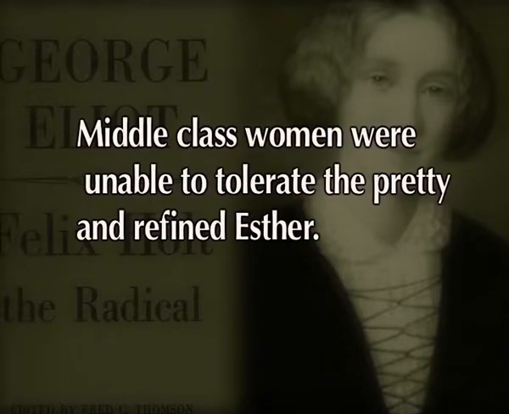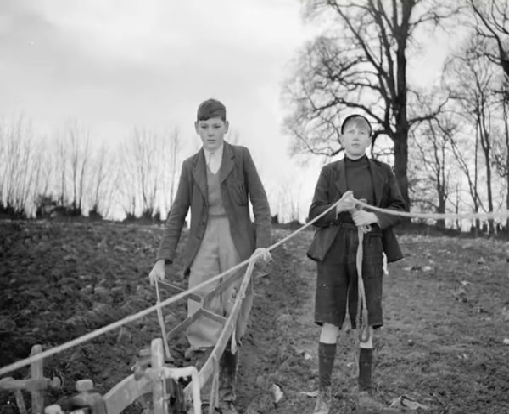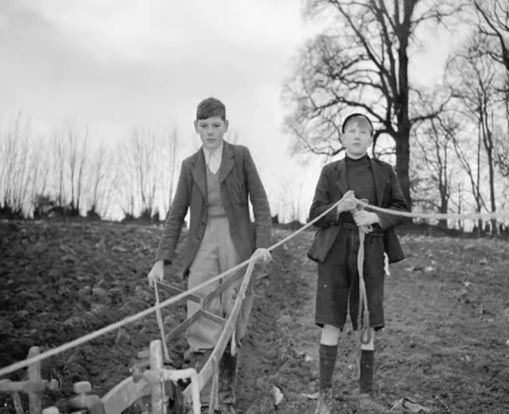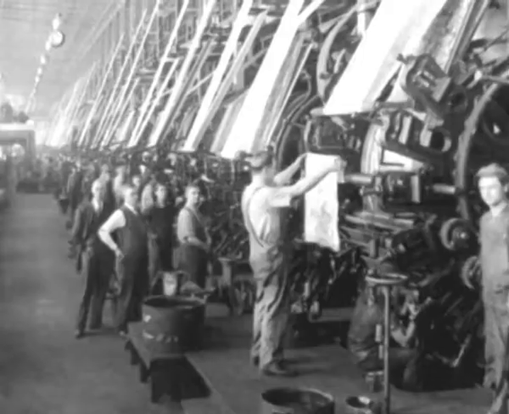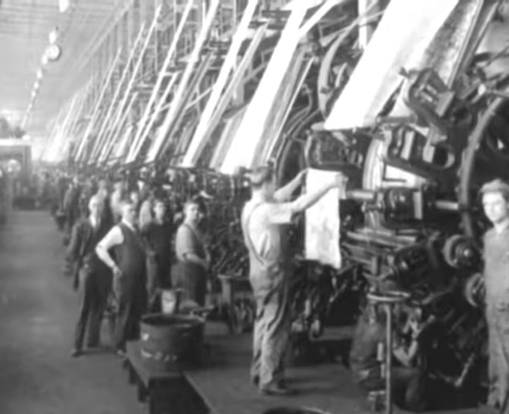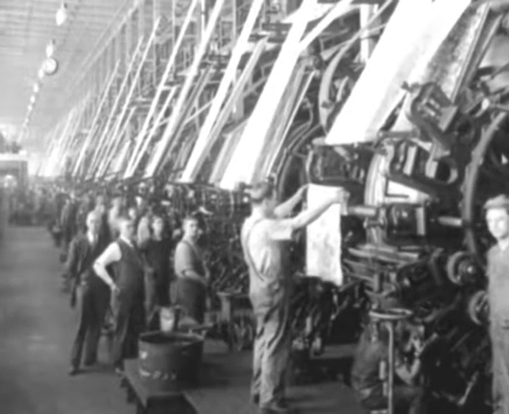Middle class women were unable to tolerate the pretty and refined Esther. They resented her and scoffed at her dress and manners. The social transformations also affected the dynamics within the families. Unlike in the agrarian society, where every member of the family, including women and children, worked, in the industrial society, men worked all day while women were confined to homes. It affected the relationship between men and women.